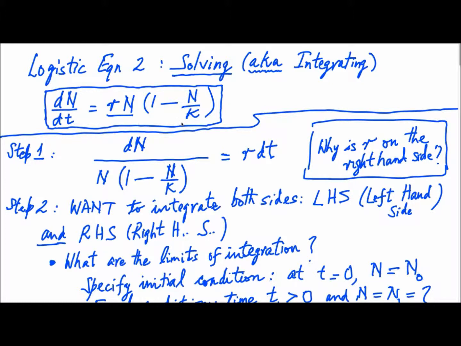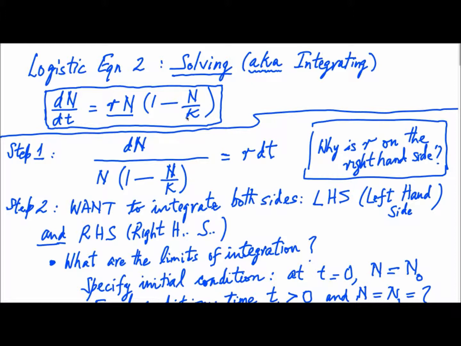And as we pointed out in the first module, this equation has an equilibrium at this value k. That's the value of population at which population size will not change anymore. The other equilibrium is n equal to 0.